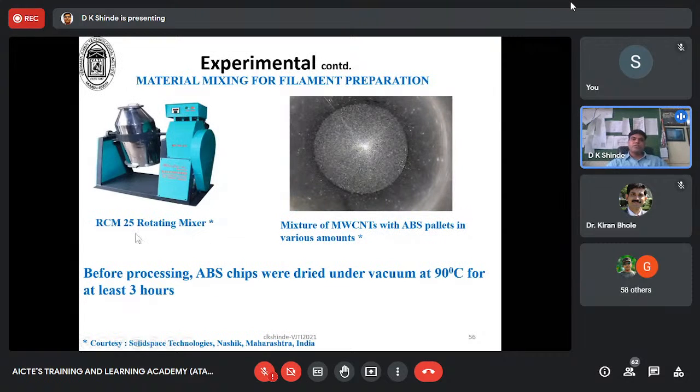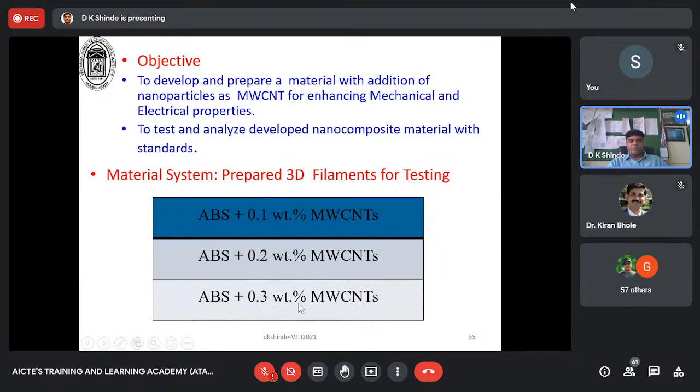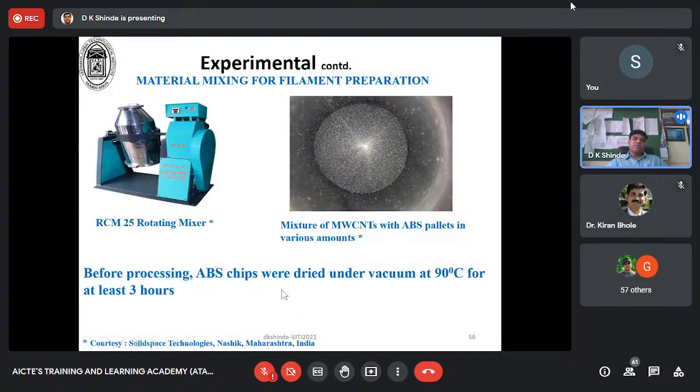We have the pellets of ABS, and then we added three weight percentages: 0.1, 0.2, and 0.3 of the total weight of the spool. Let's say a spool may be 2 kg, so we added those weight percentages and prepared it. This was the rota mixer in which we poured the CNT into the pellets of the ABS, and that was mixed properly so as to disperse. And this image shows that the CNTs have stuck to those pellets.